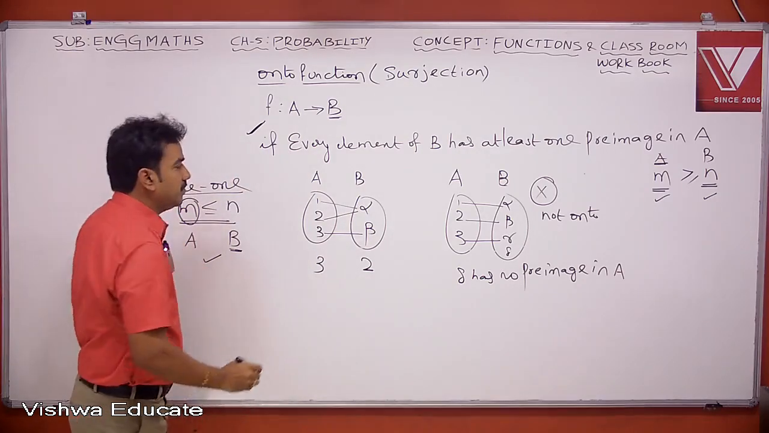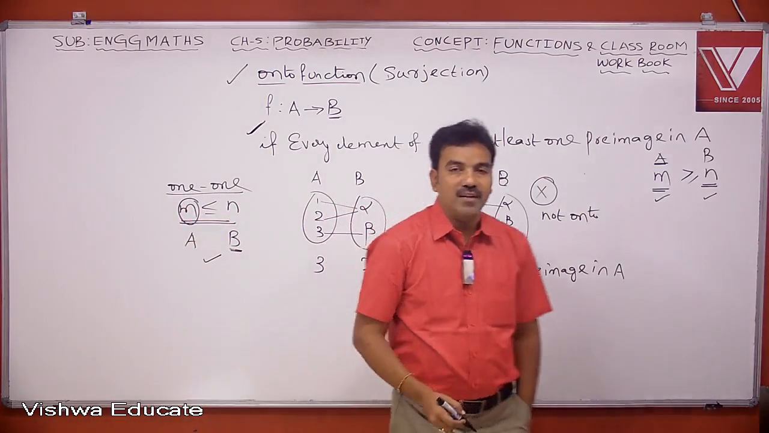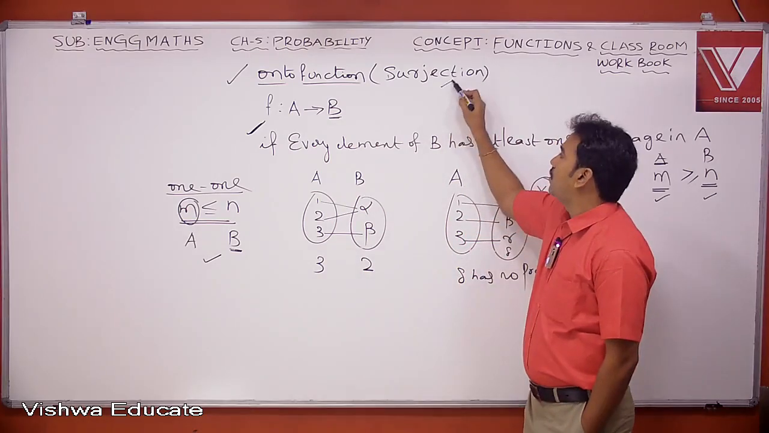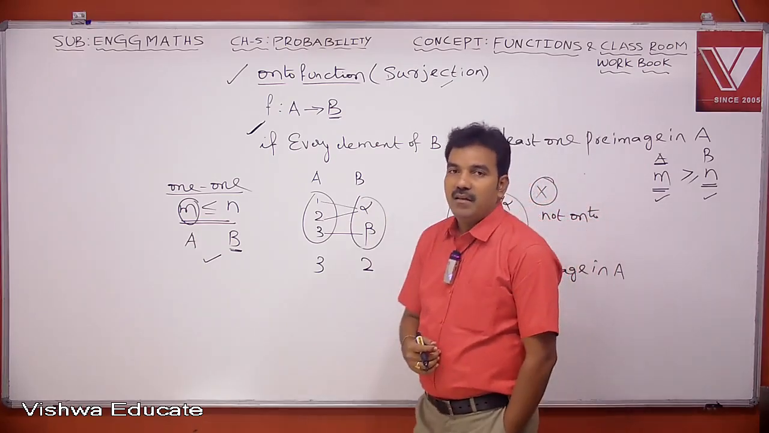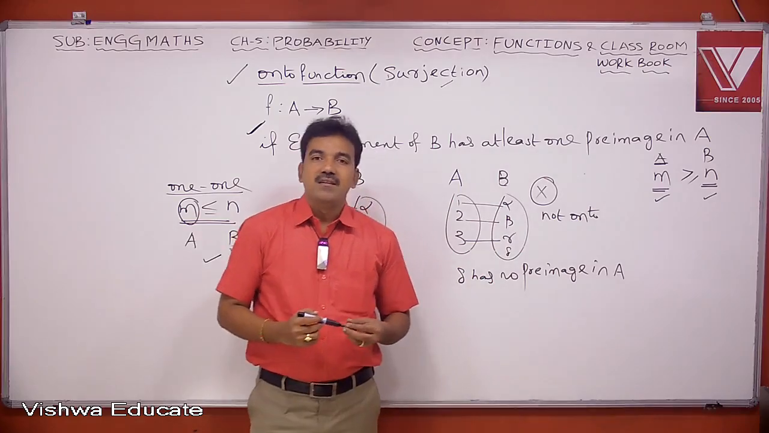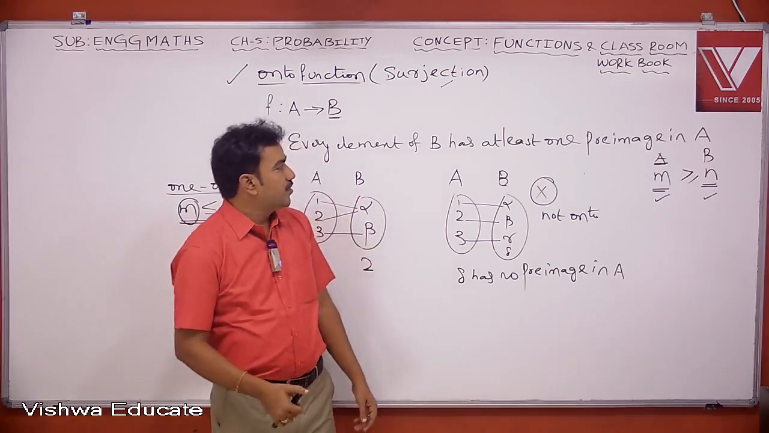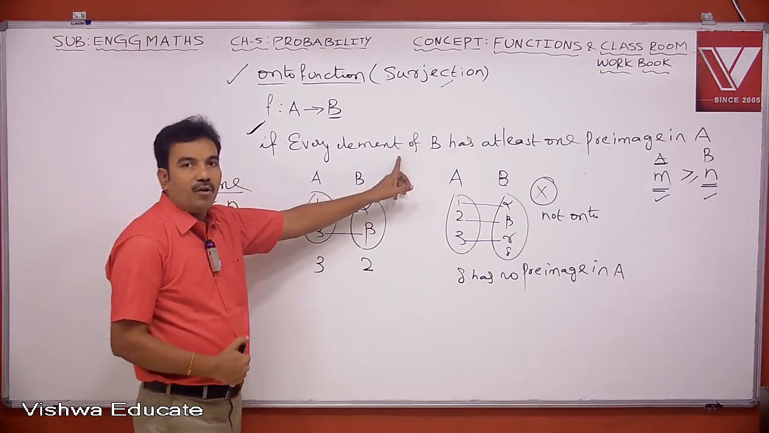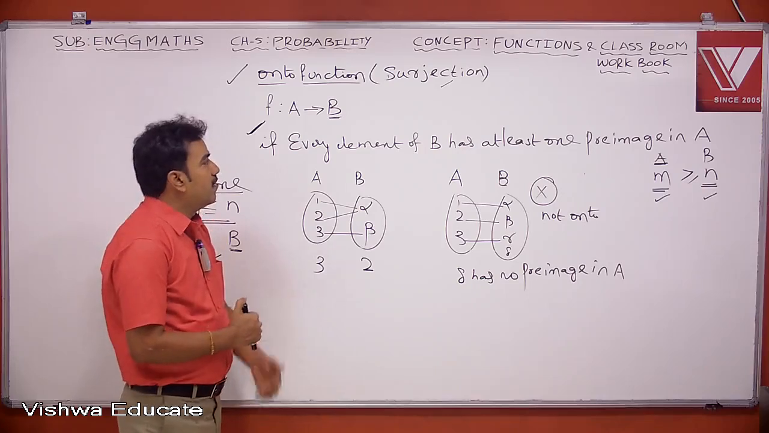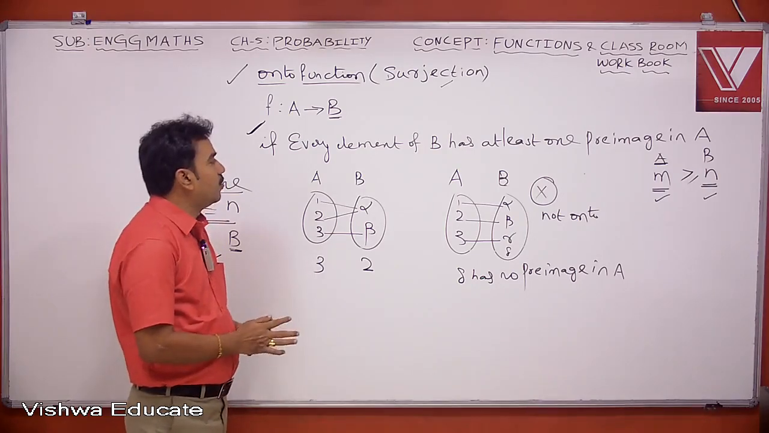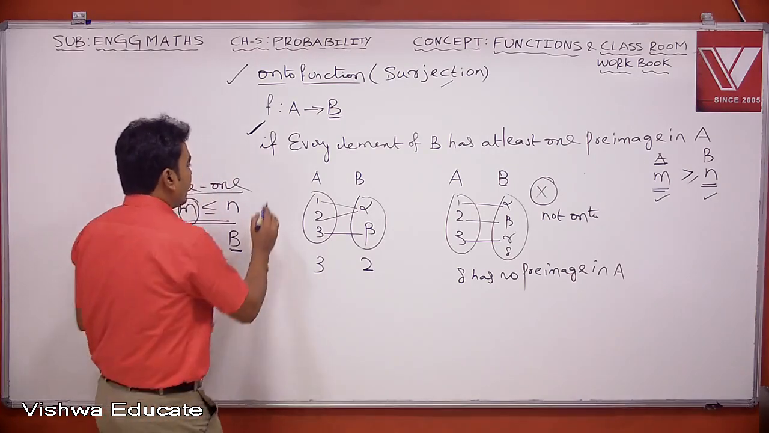Okay, write the definition. Onto function, in brackets you write surjection. A function f from A to B is said to be onto if every element of B has at least one preimage in A. So write this example.